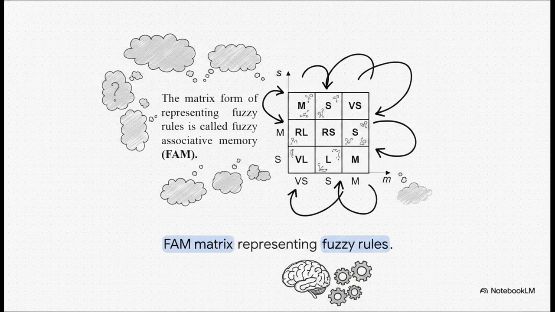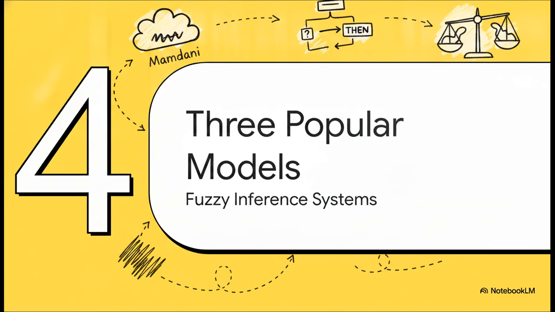By structuring the knowledge in this grid format, multiple inputs can be combined with logical conjunctions. It basically makes complex human knowledge incredibly easy to visualize and evaluate. All right, let's explore Section 4, 3 popular fuzzy models.